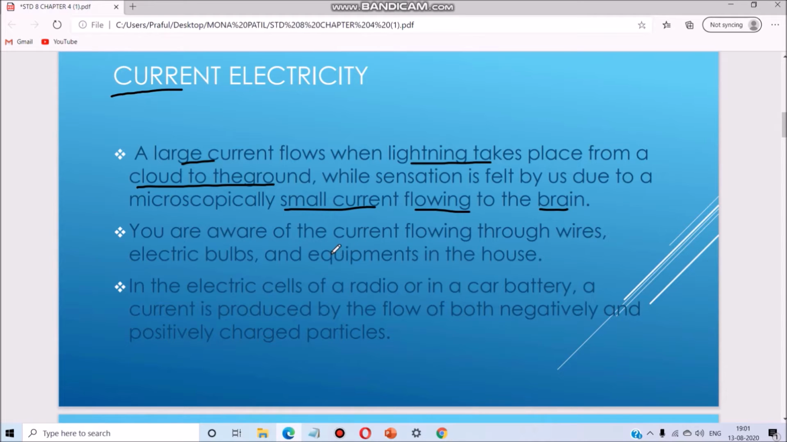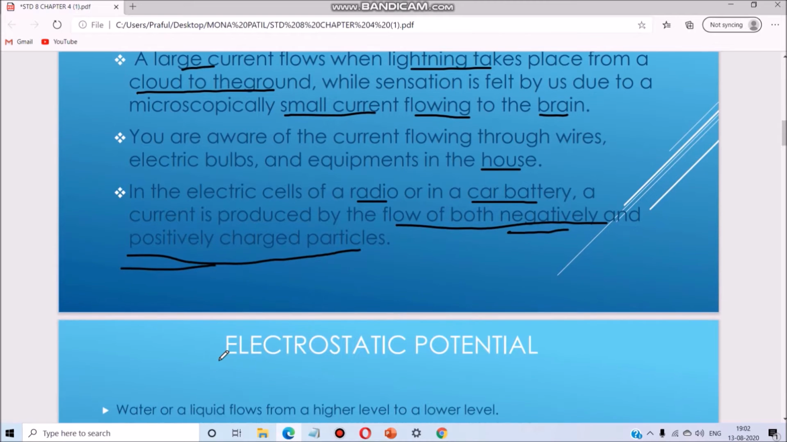A current flow. You are aware of the current flowing through wires, electric bulbs and equipment in the house. There are many other equipments which require current. You know that very well: mixer, grinder, fridge. In the electric cells of a radio or in a car battery, a current is produced by the flow of both negative and positive charged particles. So a flowing current requires two particles, negative and positive charged particles. This is about what is required for current electricity.